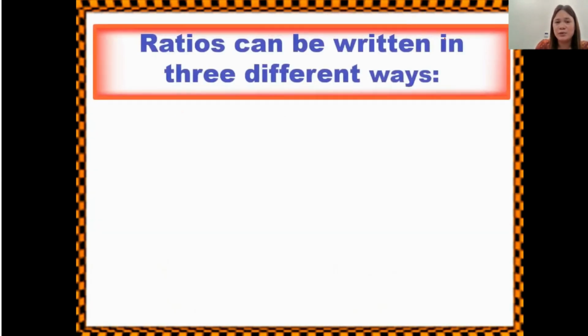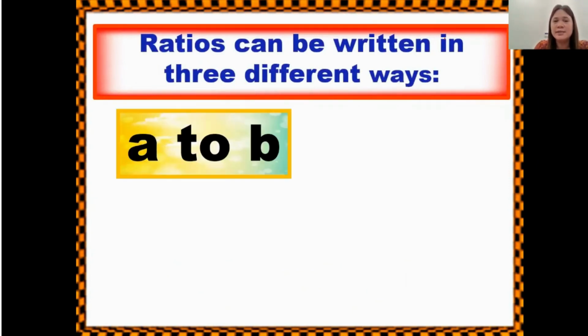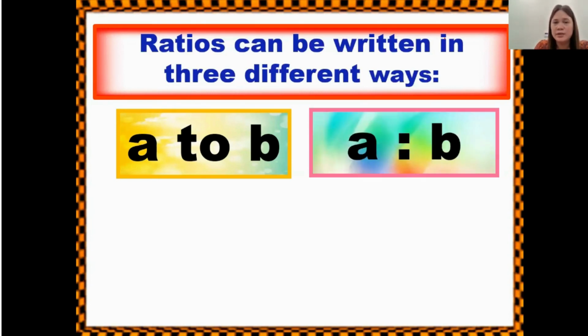And there are different ways on how we can write ratios. The first one is using the word to. So you say A to B. Again, one way of writing ratio is using the word to. So we are comparing A to B. The second method is replacing the word to by a colon symbol. So we can say A to B. You read it as A to B even though you replace the word to with the symbol colon.